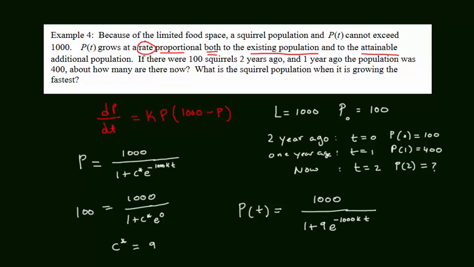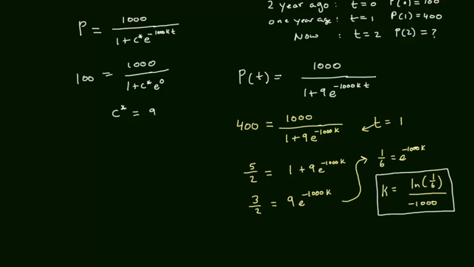So like the other word problems, we're going to have to use the condition to solve for K. I would press pause now, and then the solution will be revealed. And here we have the work for solving for K. K equals the natural log of 1/6 over negative 1,000.